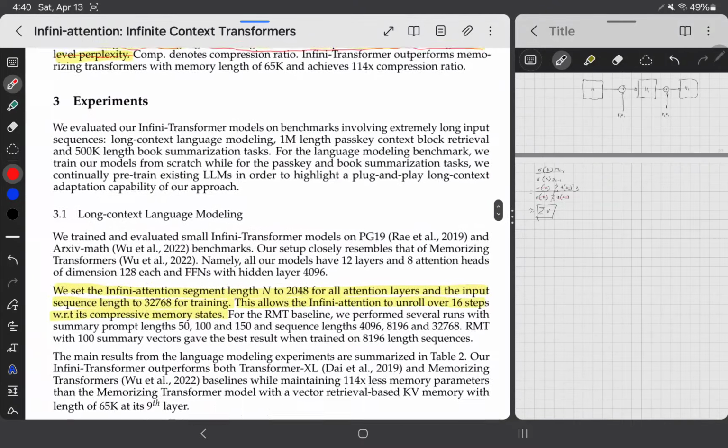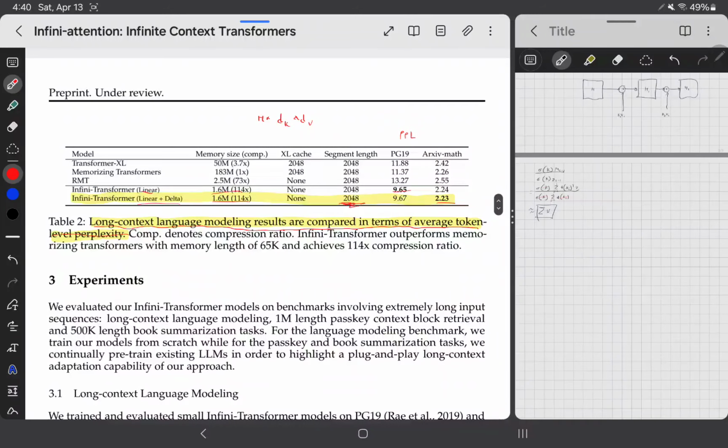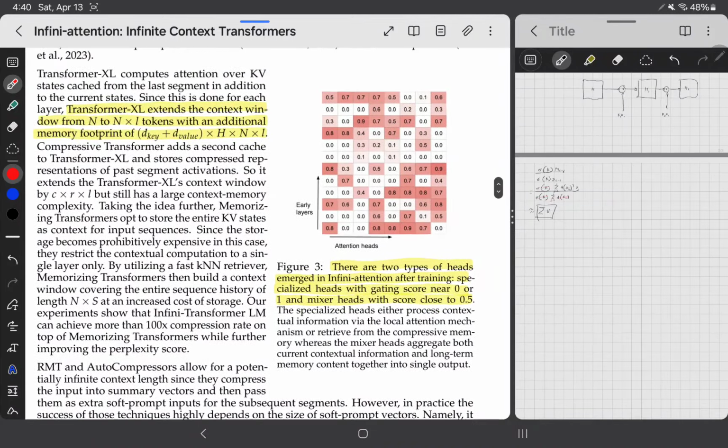And note that this is only with a 2048 segment length. So you have 2048 for the first segment, 2048 for the next segment, and you do that until you reach 500,000. So it can store this information for quite a long time in the hidden state.